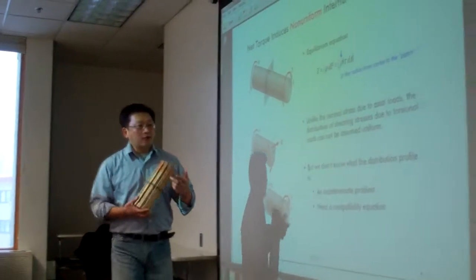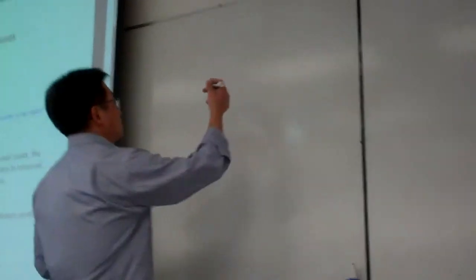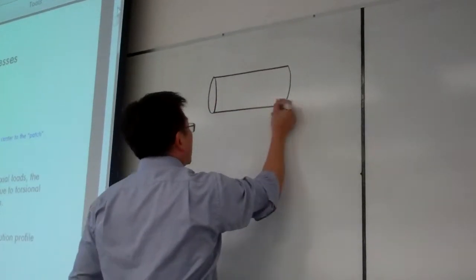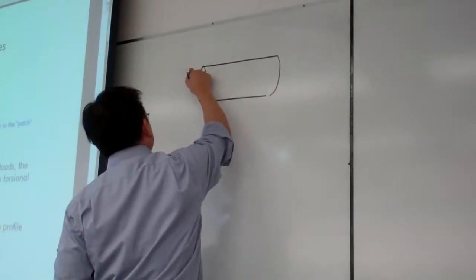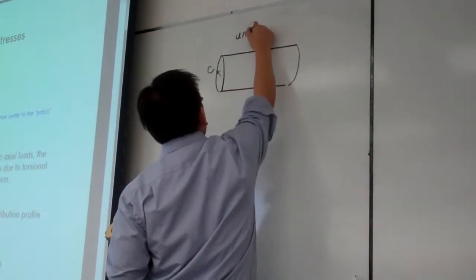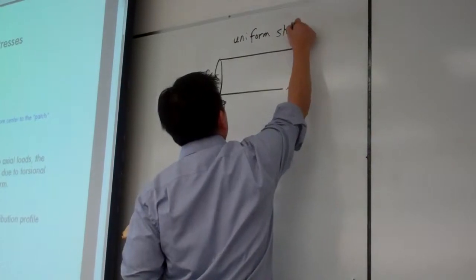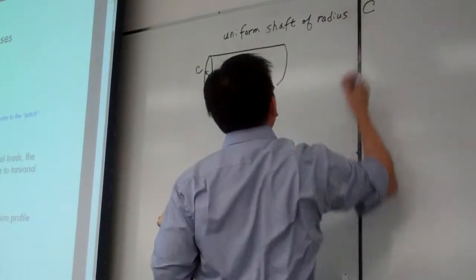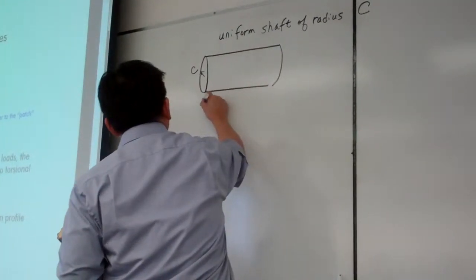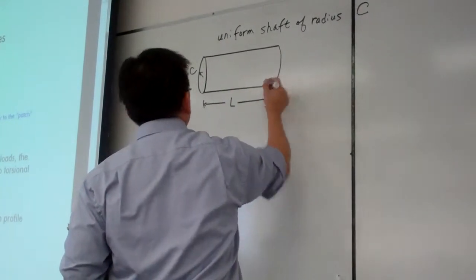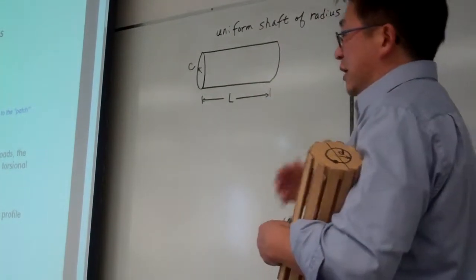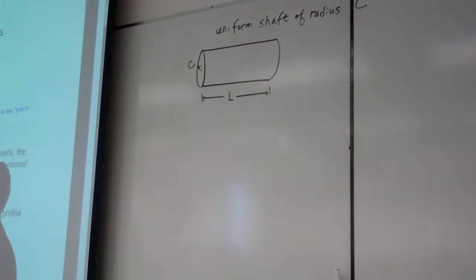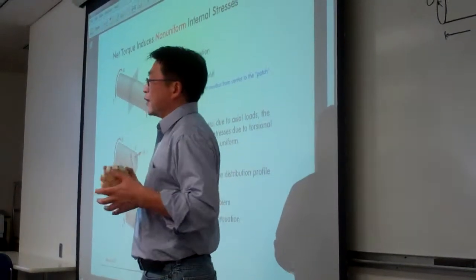For our material model, it is similar to chapter 2. We work on the uniform shaft, with radius, let me call it C, and length L. This is the generic model we are going to work on. And to describe the loadings, there are two symbols we can use.